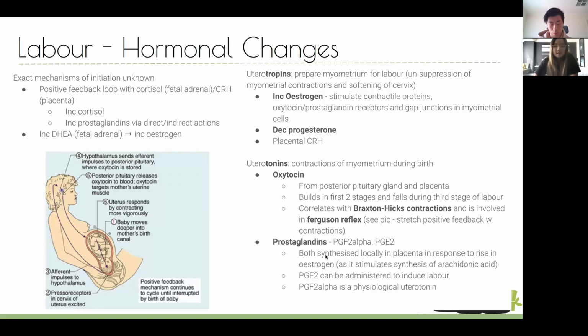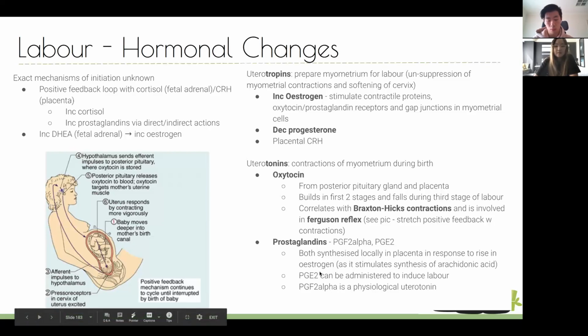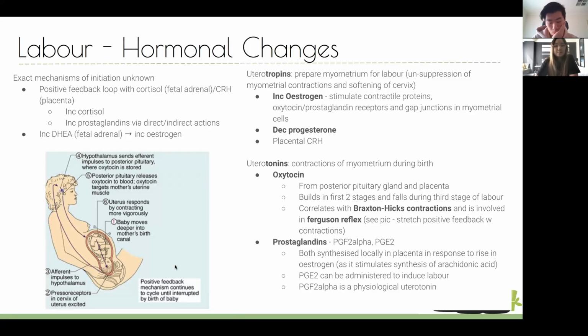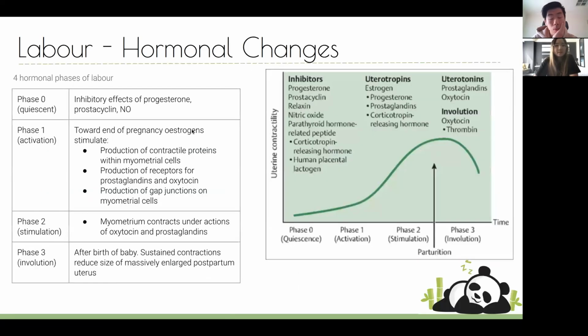And then prostaglandins, so PGF2 alpha and PGE2, they're both synthesized locally in the placenta in response to a rise in estrogen. So PGE2 can actually be administered to induce labor. That's it.